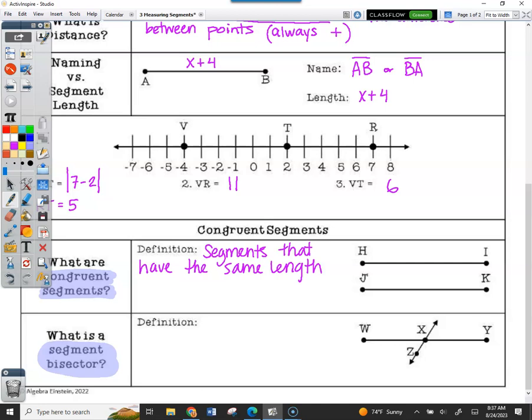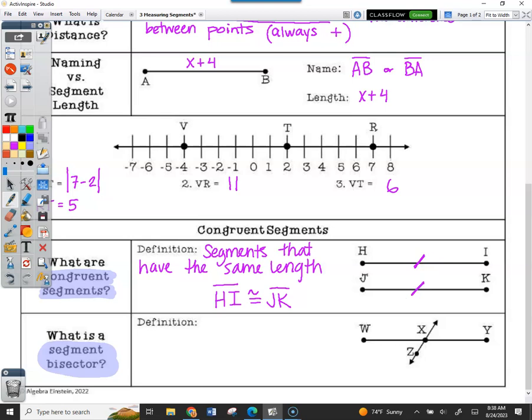Segment JK. If I say to you, segment HI is congruent to segment JK, then I've just told you that they have the same length. They are equal in measure. So you would go to the picture and you would make a notation on the picture to show you, hey, these are equal. And the notation is that tick mark, like what you've seen me use before.